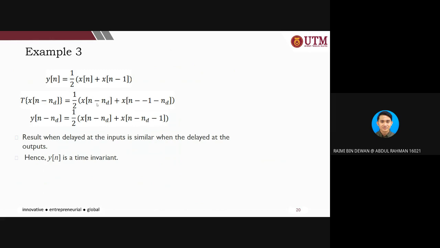Okay, you see there is time shifted, and here n minus 1. The original n minus 1. And you minus with t.